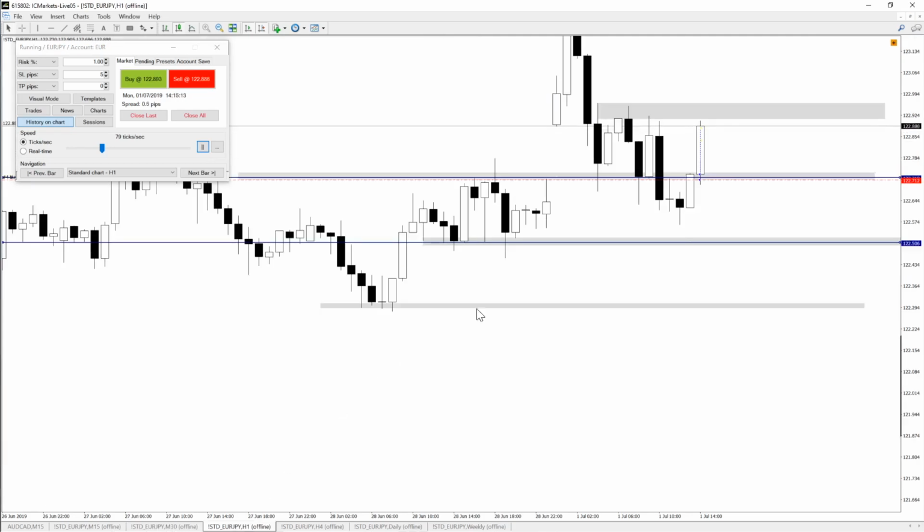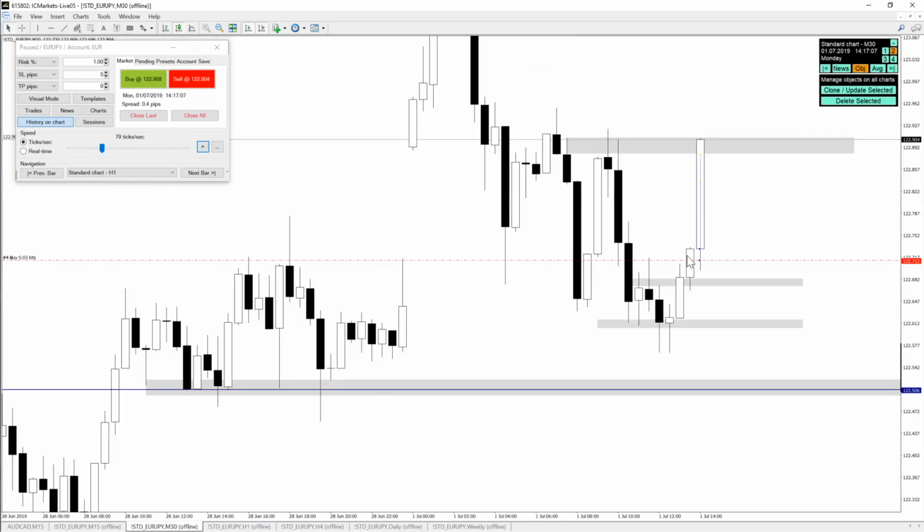So if you look on the 1 hour, even though this candle had no wick on the top, we saw confirmations on the 30-minute time frame that there were clean candles here to the left.